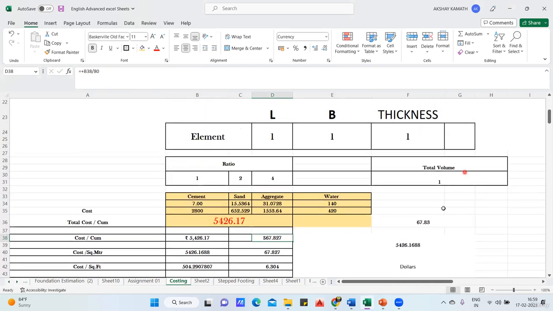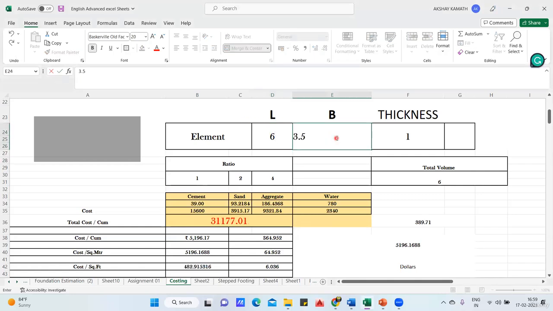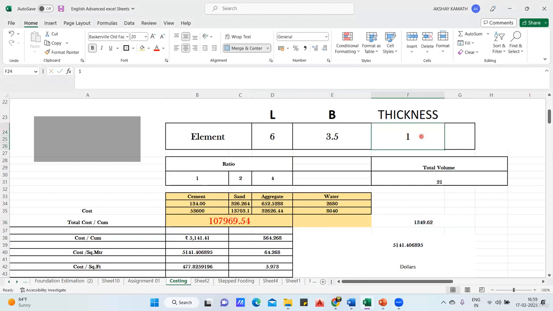Now, we did it for only 1 cubic meter. Now I'll change everything. Let us consider I have one slab. Let us consider the length of the slab is 6 meter, and the breadth of my slab is, let us say, 3.5 meter, and the thickness of my slab is 0.15. Now that's it. You got everything.